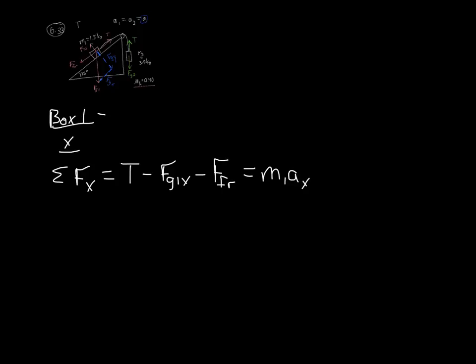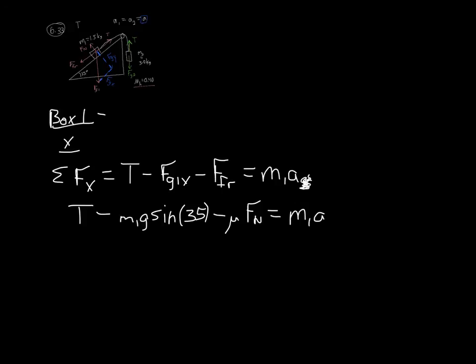I can expand these things outwards. So I get T minus FG1x, which is FG1 times sine of 35, so it's going to be M1 times G times the sine of 35 degrees, minus force of friction, which is going to be mu times the normal force. That's going to be equal to M1 times the acceleration in the X direction. And again, I'm going to drop that little x just because we know that everything has the exact same acceleration.